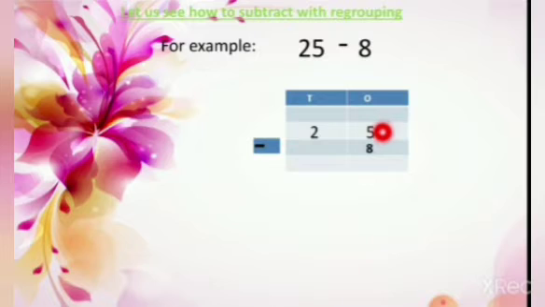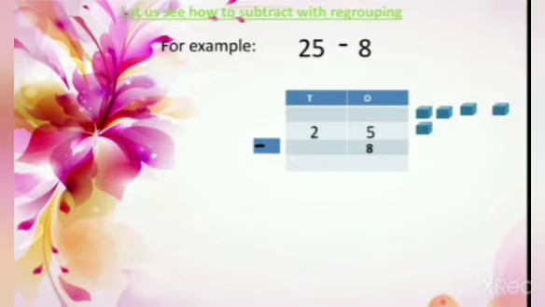So here is the number 5. 5 minus 8. So let's start. 1, 2, 3, 4, 5. The next number is 8. We have to subtract 8. But can we subtract 5 minus 8? 8 is bigger than 5. So to solve this problem, we need to regroup.